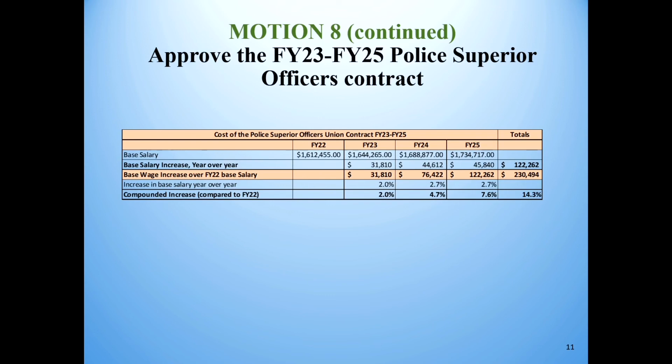So the base increase is about 30,000, 32,000 a year for the first 2 years. It's a little bit more in the out year, and as you can see, in compounding, that's 2% for the first year, because obviously just 1 year, 4.7 compounded for the second year, 7.6 for the final year, for an overall increase from the beginning to the end of the cost of this increase of about 14%.